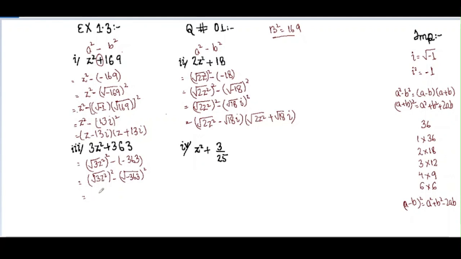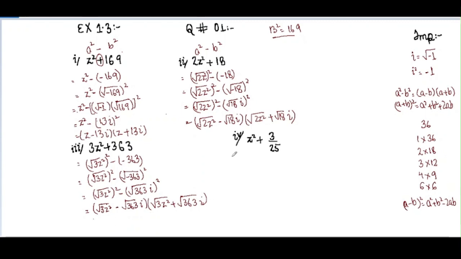Now square root of 3z square remains as it is, whole square, minus this square root of minus 1 becomes iota whole square, equals to, now a square minus b square, we've got it, so we are going to write it as a minus b: 3z square minus square root of 363 iota into square root of 3z square plus square root of 363 iota. So now we are going to move towards part number 4.